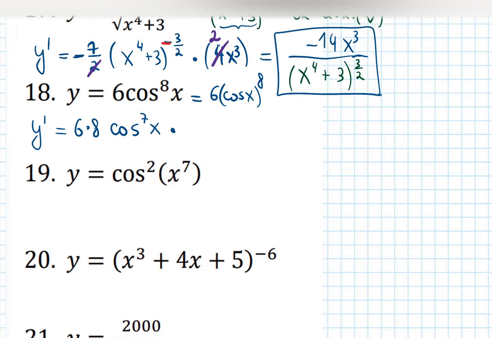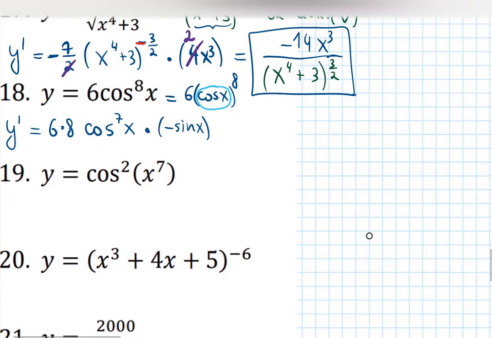But don't stop yet. Now chain rule says, look what's inside and differentiate the function inside. I see cosine inside. Derivative of cosine is negative sine x. The answer will be 6 times 8, 48, negative 48, because of this negative sign. Cosine to the 7 x, sine x.